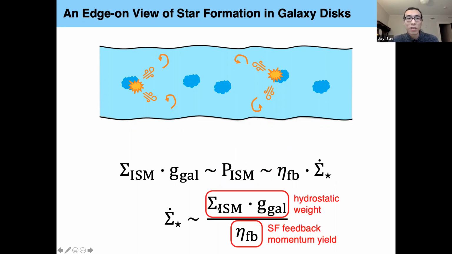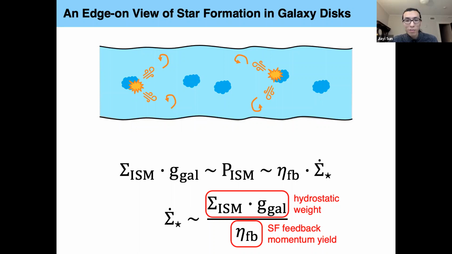Now, if we rearrange the term a little bit, we get another way to figure out what the star formation rate is supposed to be in a chunk of a galaxy disk. You can see that it is determined jointly by the hydrostatic weight of the entire ISM and this feedback momentum yield. So I like this alternative picture of how star formation works, because in this case, molecular clouds are only part of the whole galaxy ecosystem, and their collective behavior reflects this galaxy-wide equilibrium state.